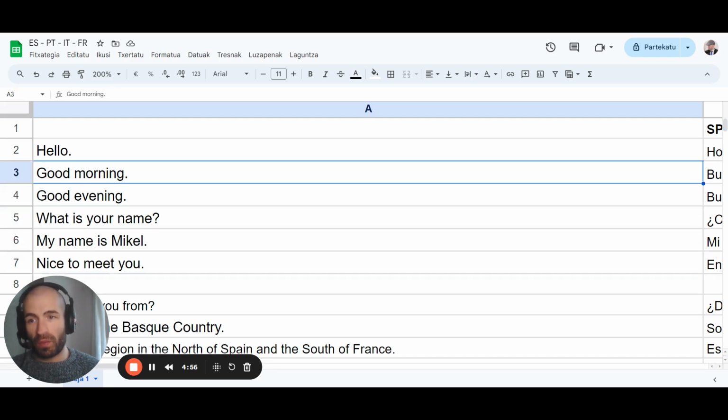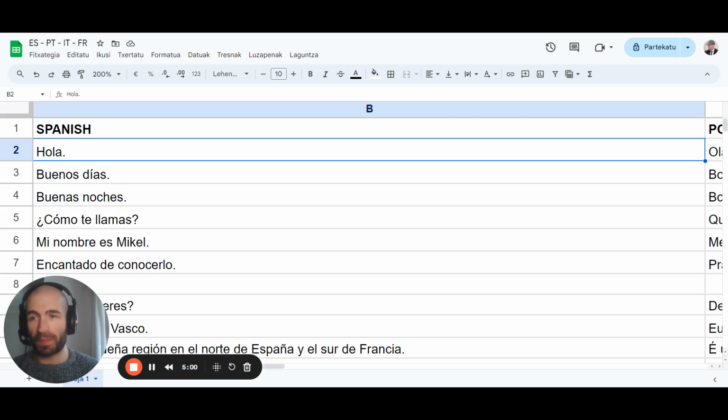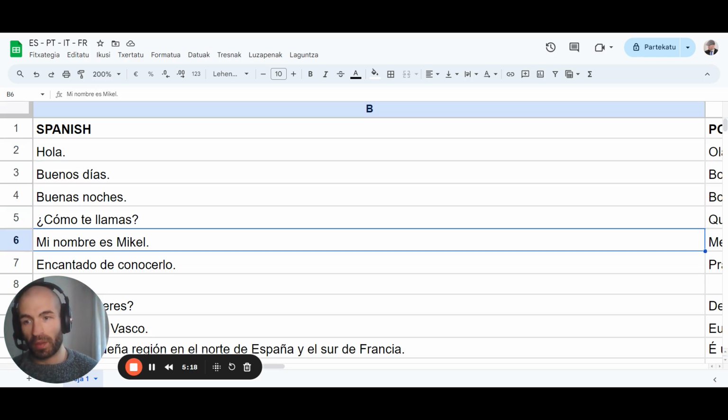Another version would be to do it simply by looking at this, and try to say this in Portuguese. Yeah, translate from Spanish into Portuguese or from Portuguese into Spanish. You look at the sentences in one language. This is pretty good because you get to see the differences between the languages, right?